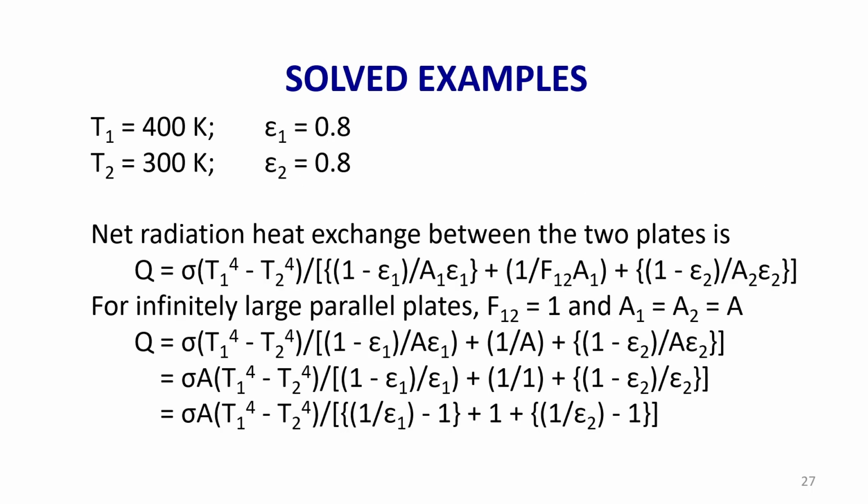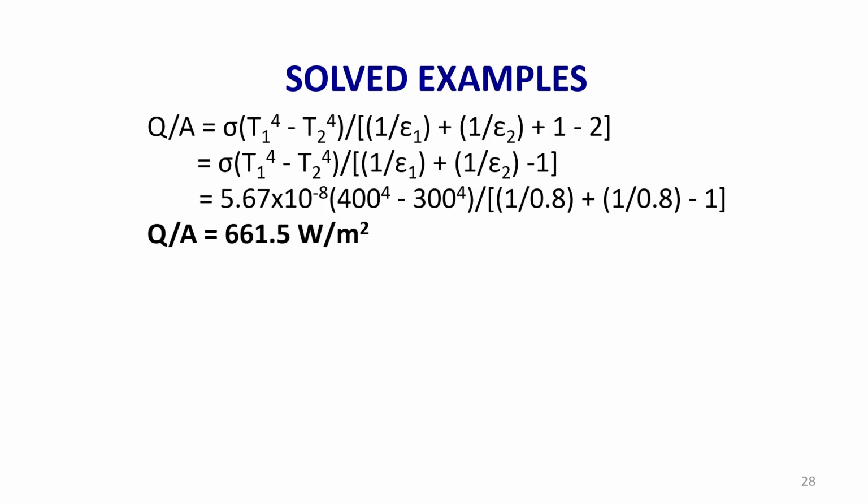Okay. See, for infinitely large parallel plates, this is given in the data book. F12 is equal to 1, shape factor is 1, for surfaces which are infinitely long and parallel. And the area, A1 equal to A2 equal to A. So, if we substitute this in this equation and simplify, we will get this equation. Of course, A I have taken to the left side.